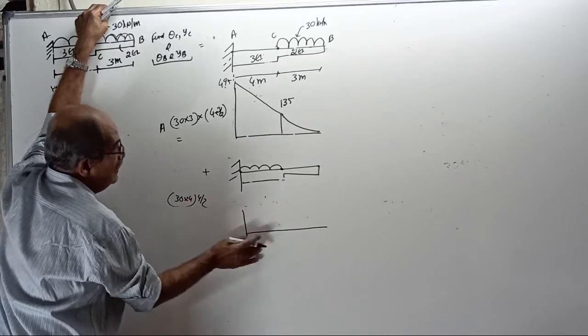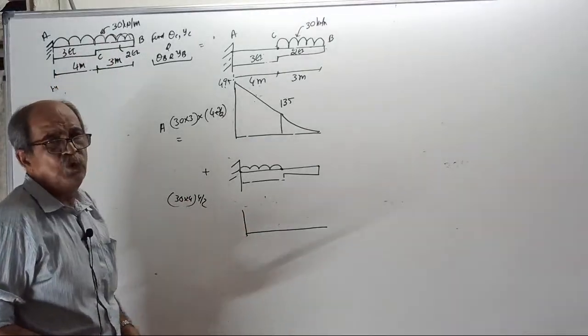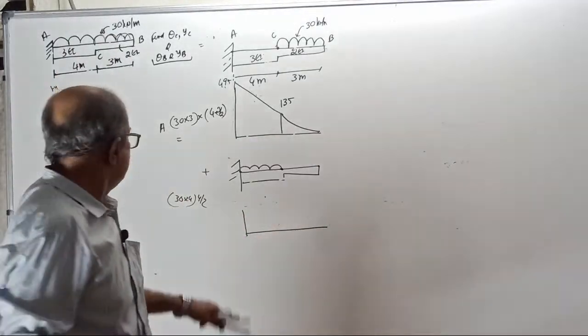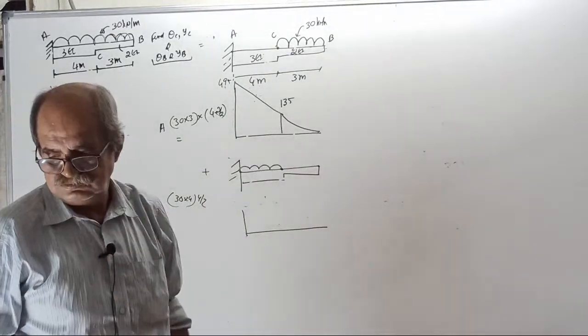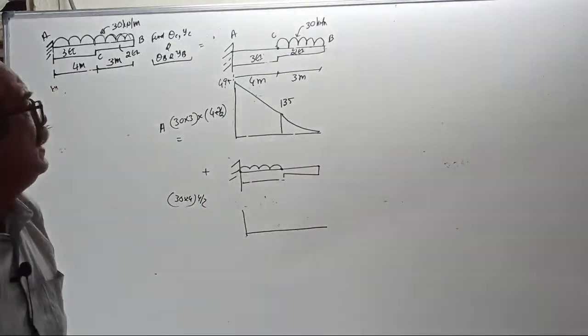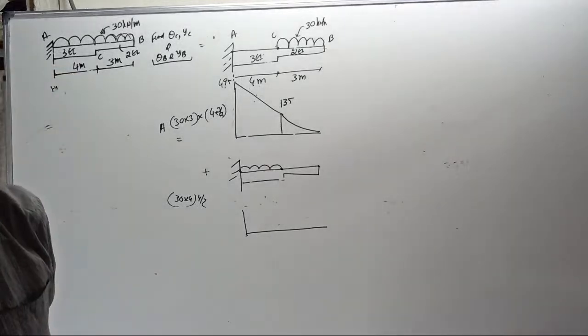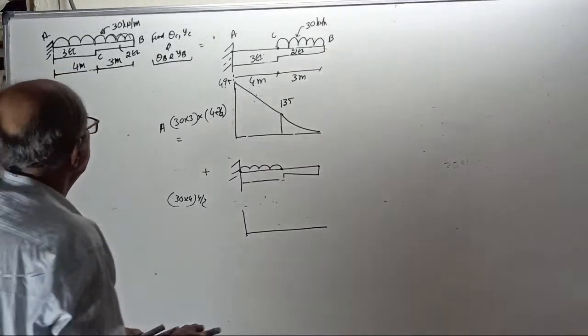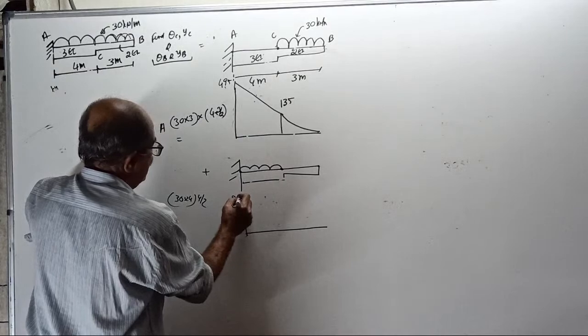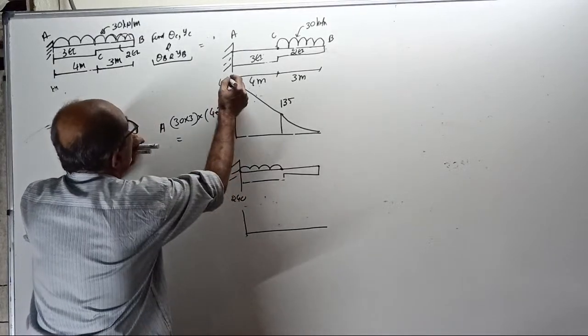2. Tell that answer. 30 into 4 into 4 by 2. That is 240. See, this 240 and 495.